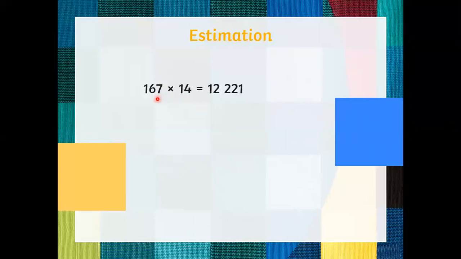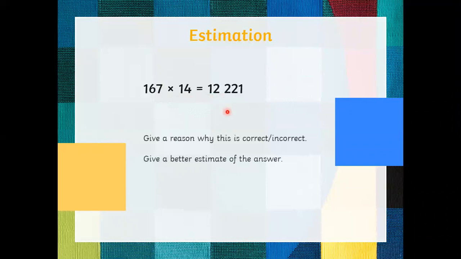So now we're asked: 167 times 14 is equal to 12,221. Give a reason why this is correct or incorrect, and give a better estimate of the answer. So let's first find out if this is correct or incorrect. So 167 times 14, we can actually do it the long way if we want to just practice our skills of multiplication. So let's just do that, because it's always useful to remember how to do this.